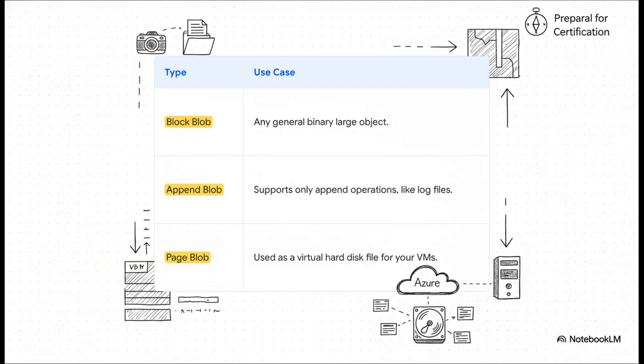All right, let's talk storage. You need to know that not all blobs are created equal. Just think of it like this. Block blobs are for your standard blocks of data, things like images or documents. Append blobs are made for appending data without messing with what's already there, which makes them perfect for log files. And then you have page blobs. They're special. They're what Azure uses behind the scenes to make the virtual hard disks for your VMs.